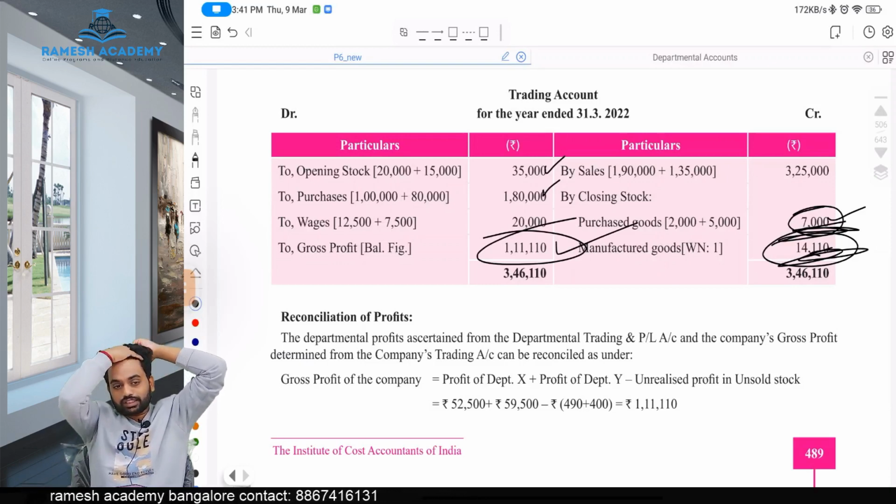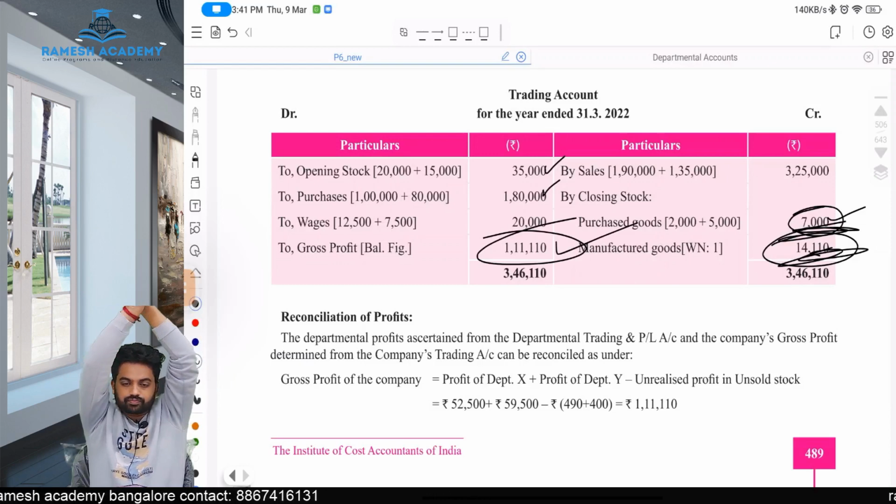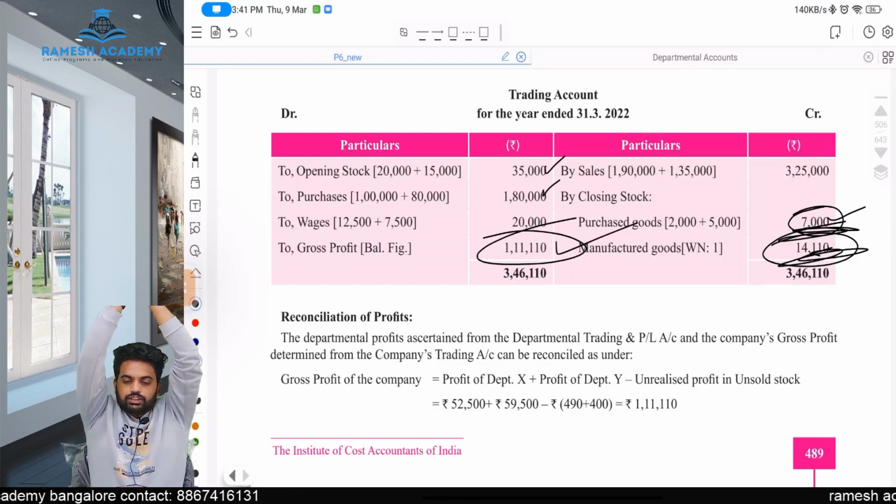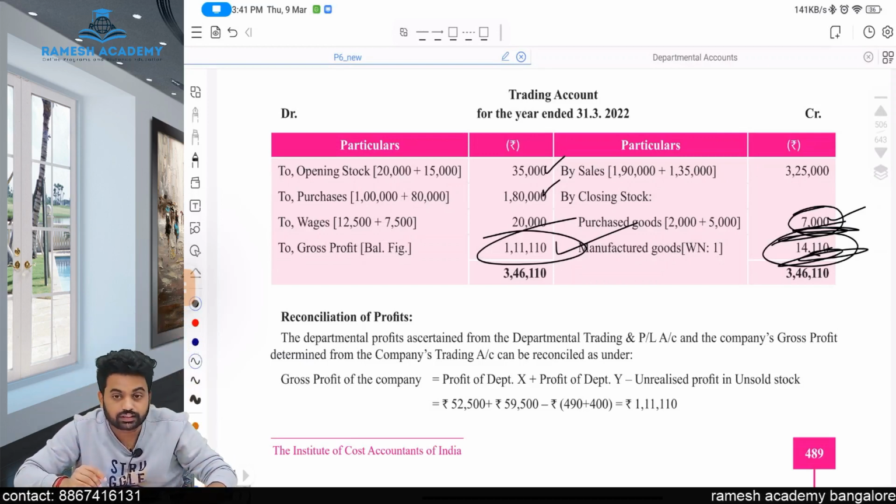Yes, yes, yes, people. Is it clear? Is it clear, people? Everyone? No doubt? Pakka no doubt now?